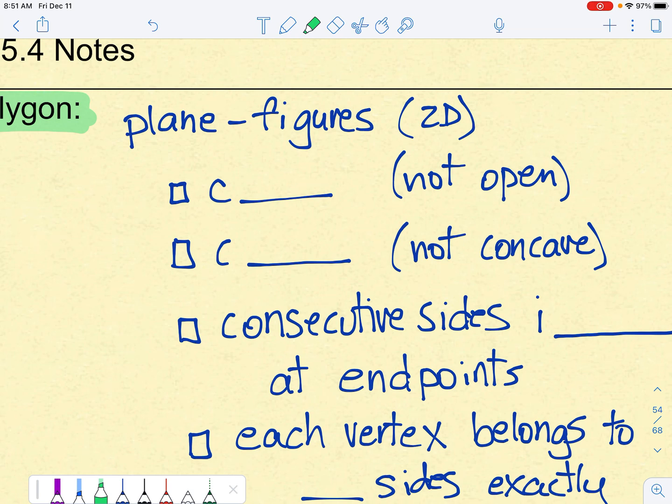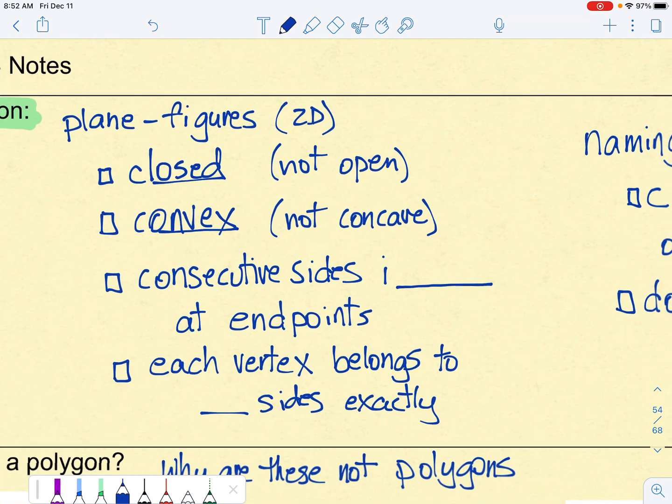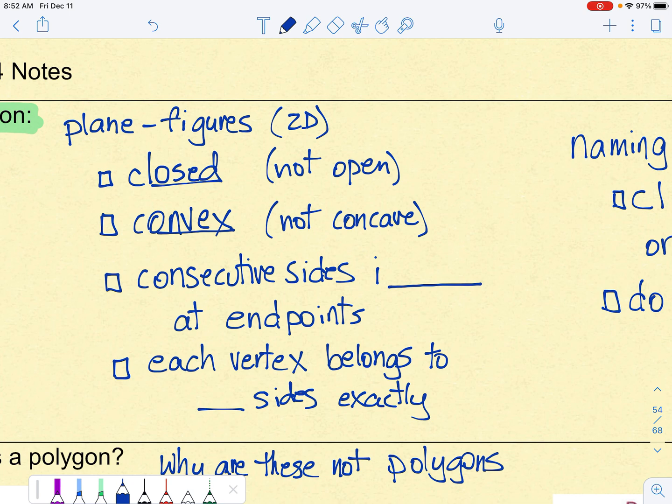First of all, a couple of important C words. Number one, plane figures, polygons, are closed. They're not open. And they are convex, not concave. The next two descriptions are a little trickier. Those, by the way, are the two main ones, so don't forget those. These two are harder to describe, but hang with me.